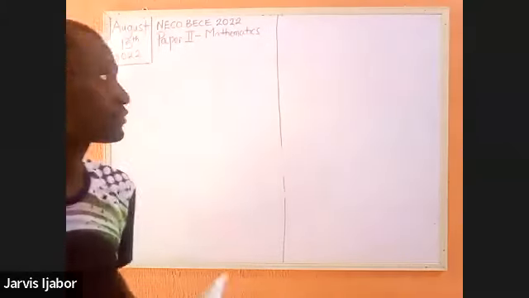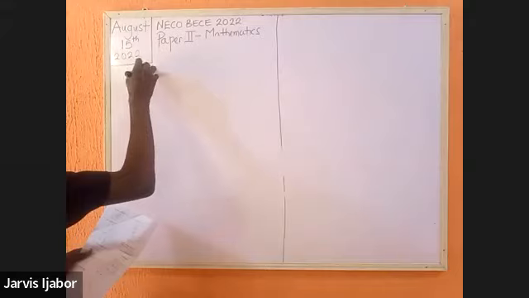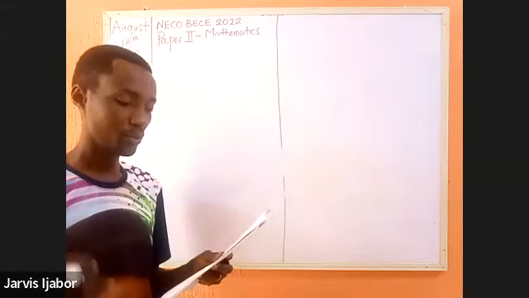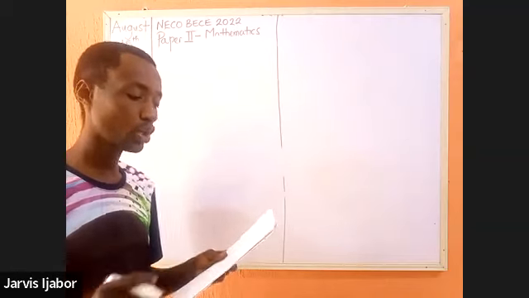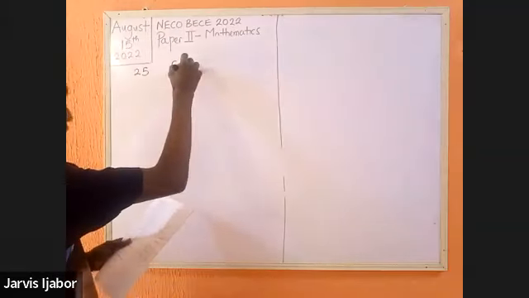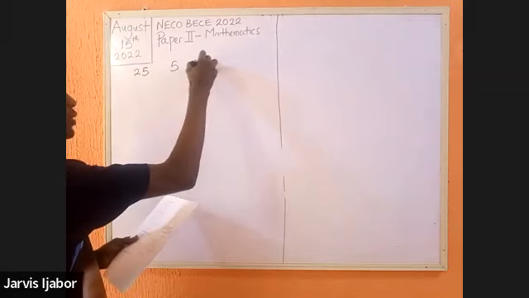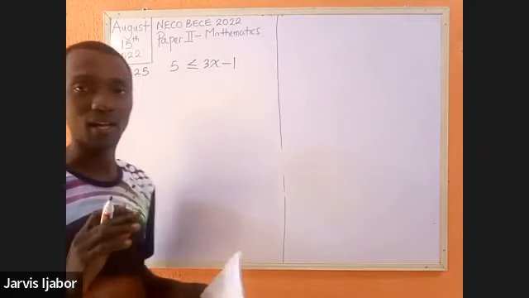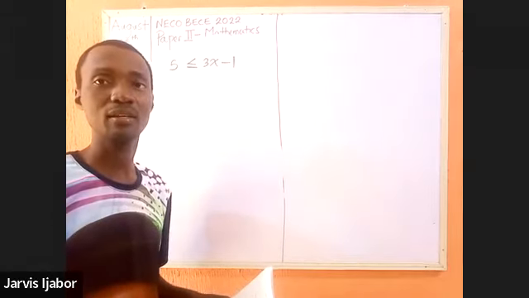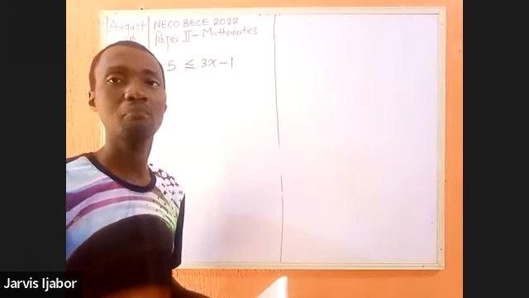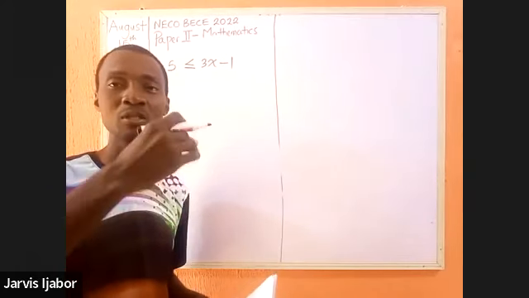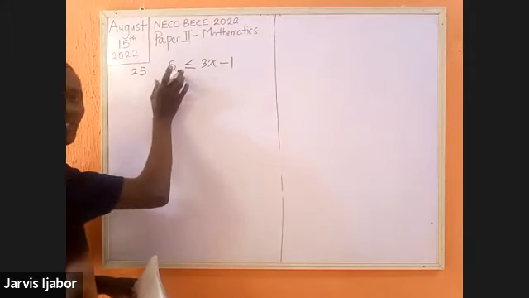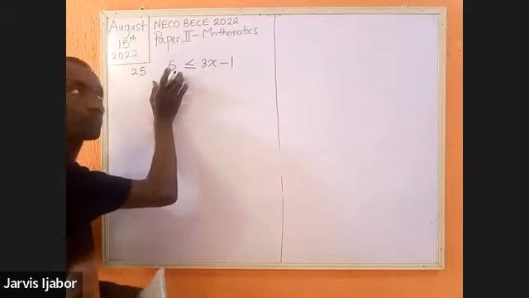Question 25. All right. In question 25, it says: which of the following line graphs represents the solution 5 less than or equal to 3x minus 1? Remember, our study of maths always involves us being what? Methodological. That is to say, we follow specific methods. Remember, we keep the unknown on the left-hand side. So that's the first thing you need to do.